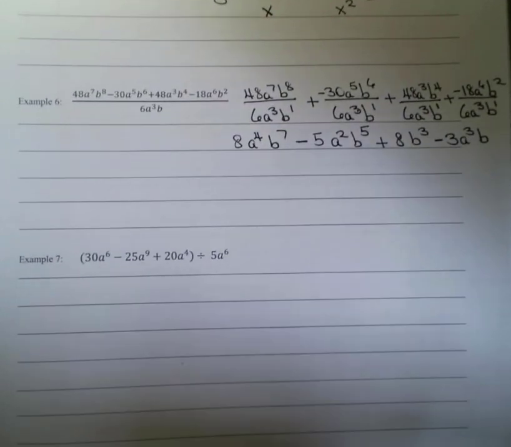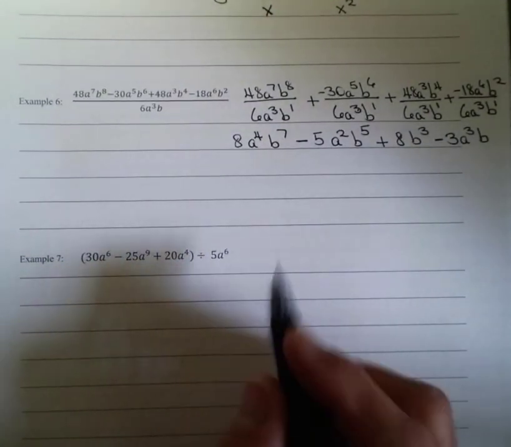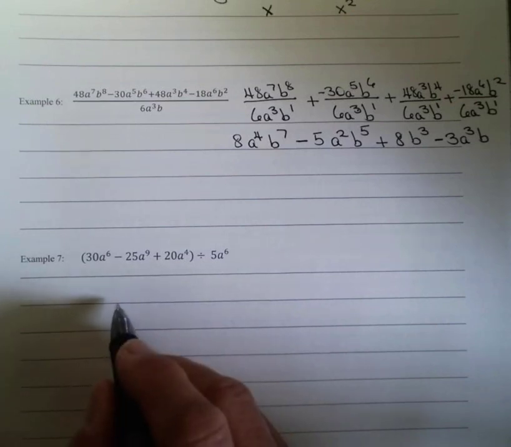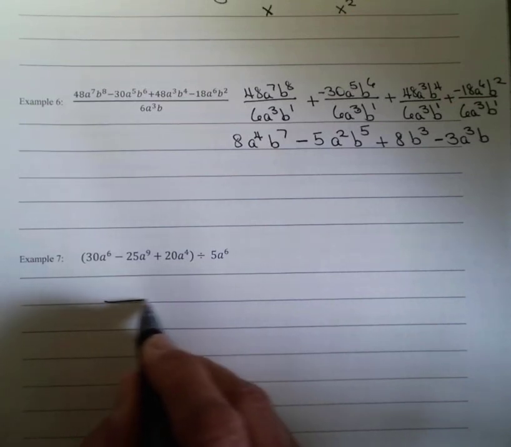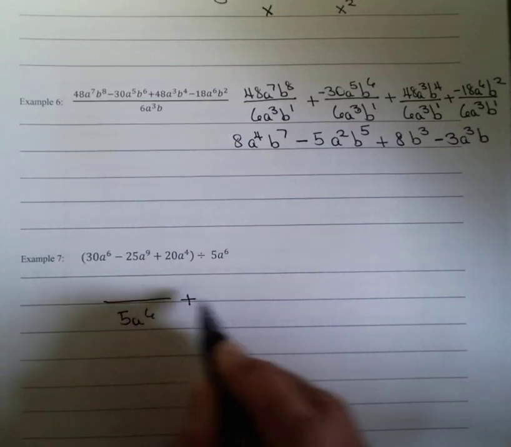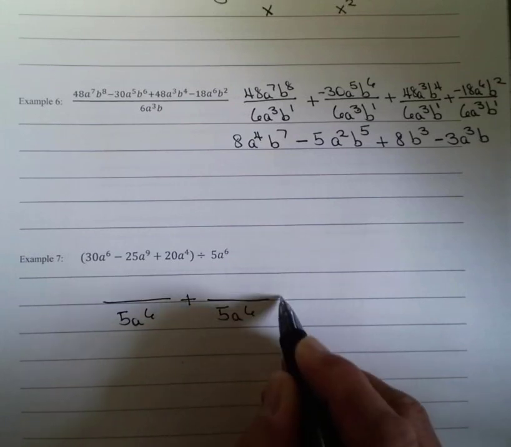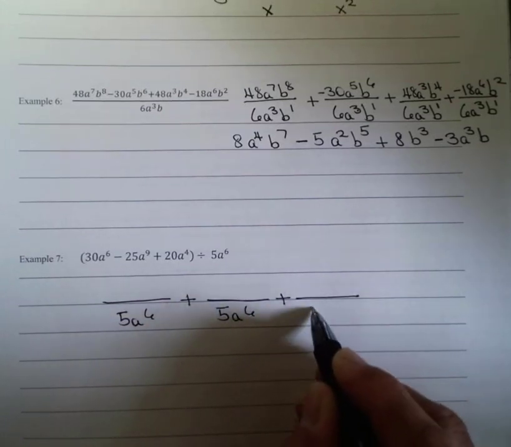Last example. Let's just take each of these and write them over the denominator, 5a to the 6th. So I'll come down here and do it. And I'll separate them all with addition. I'll settle the issue of the sign later, as we've been doing.